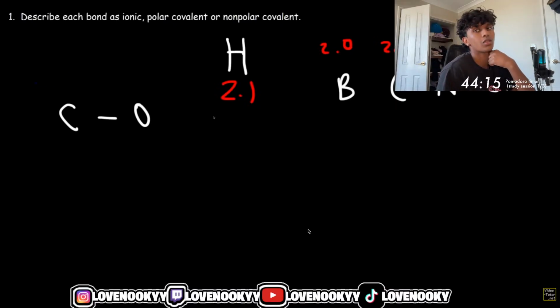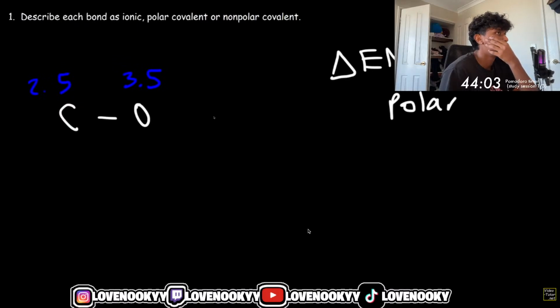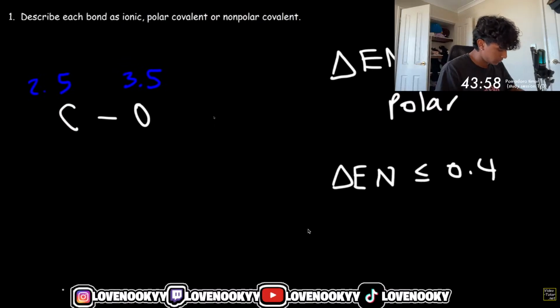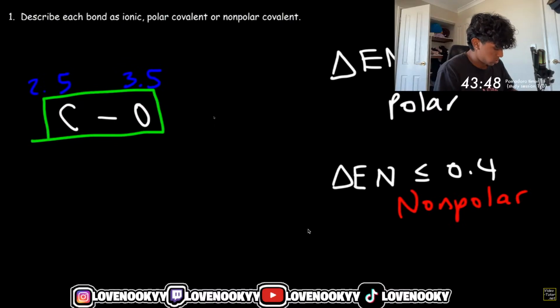So carbon has an electronegativity value of 2.5, and oxygen has a value of 3.5. If the electronegativity difference is 0.5 or more, then the bond is said to be polar. If the electronegativity difference is 0.4 or less, then the bond is said to be nonpolar. So 3.5 minus 2.5, that's 1. So therefore, we can say that the carbon-oxygen bond is a polar covalent bond. The electrons are being shared, but not equally.